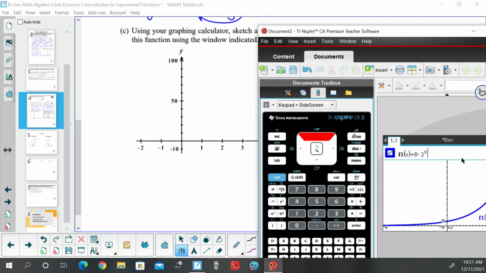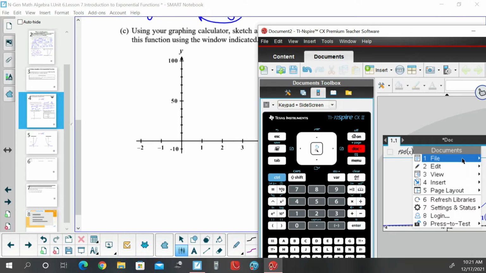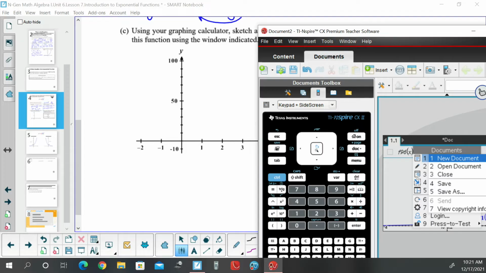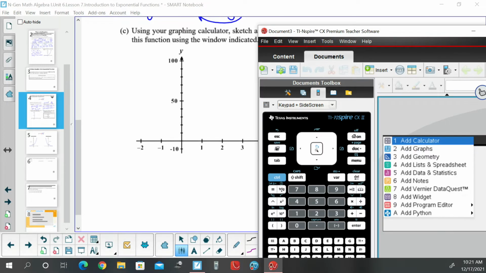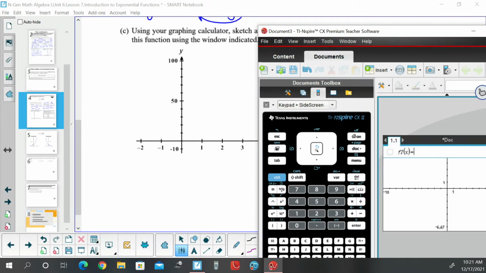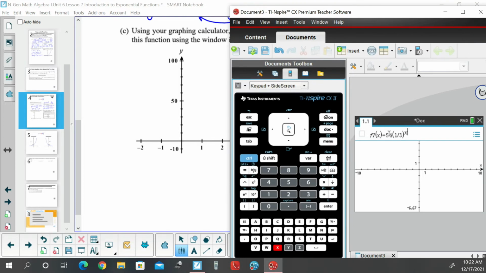All right, I'm going to go back up to F1 and just, what? No, just no. Let's just open up a new document. I don't know what it's doing there, but we're not playing that game. All right, so it's 54 times 1 divided by 3 raised to the x. All right, enter. Excellent.